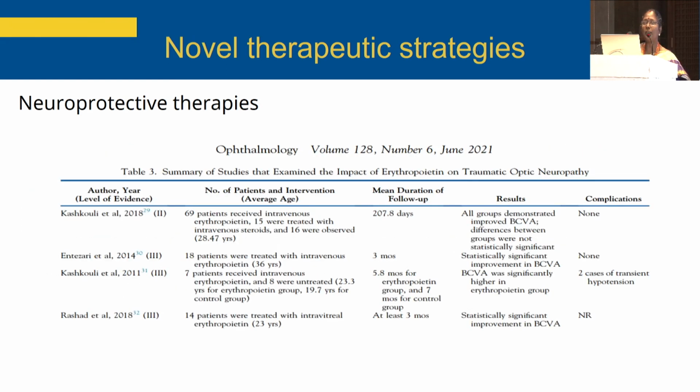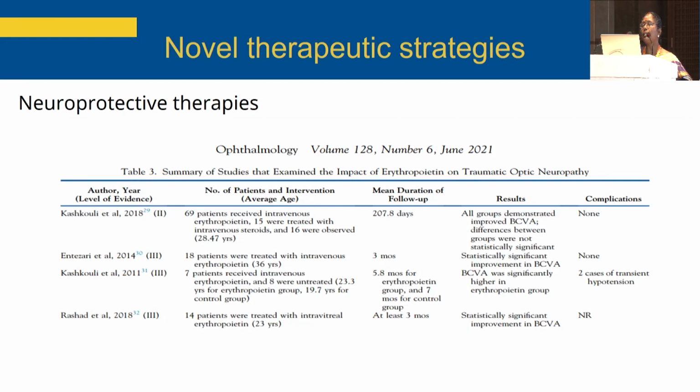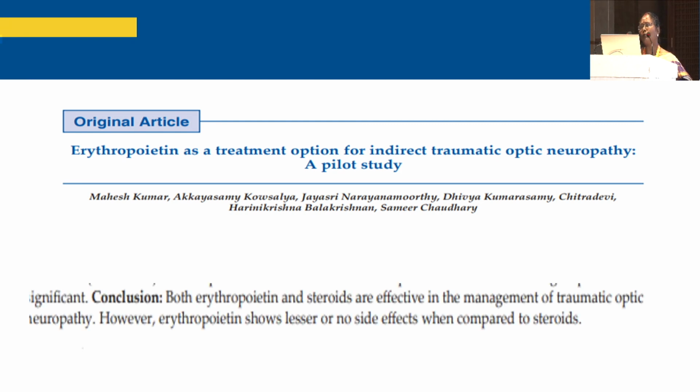One major erythropoietin study was done in 2018. 69 patients received intravenous erythropoietin, and some of them were also treated with IV steroids. What they found was there was no statistically significant difference between the two groups. Erythropoietin was also a treatment option studied in Arvind Madurai. They found that both were effective in the management of traumatic optic neuropathy.